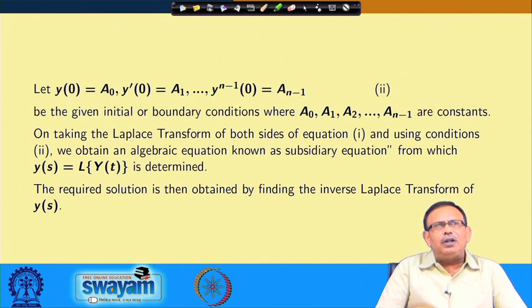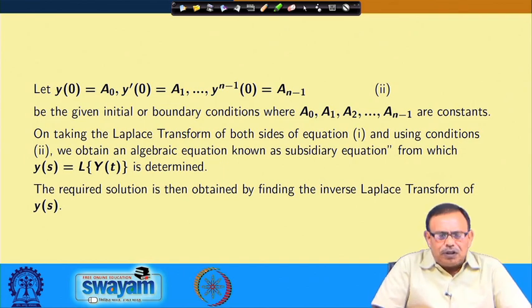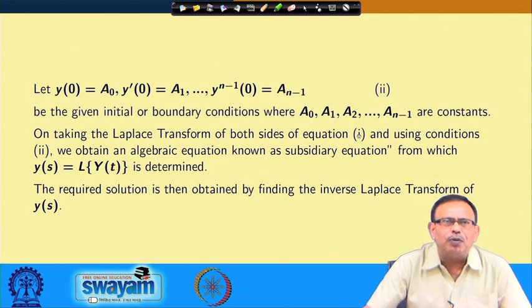Please note one thing over here. All the values of the conditions are given at the point t equals 0, that is, y(0) equals a0, y'(0) equals a1, and so on. If you take the value of the function at any other point, I have to use some other substitution, because whenever I take the Laplace transform, it is always taken at the point t equals 0. If I take the second derivative, the first derivative value will also come in terms of t equals 0. So, let us see how it works.